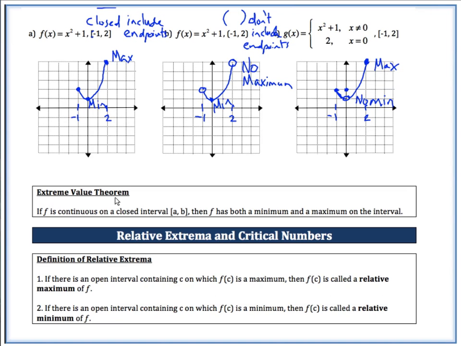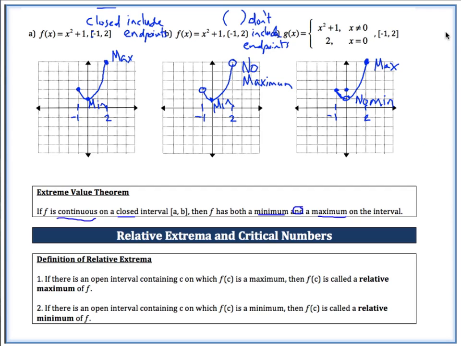So we're going to look at this now through the lens of the extreme value theorem. So we say if f is continuous on a closed interval, then we know that f has both a minimum and a maximum on the interval. Okay, so let's take a look if that holds true.